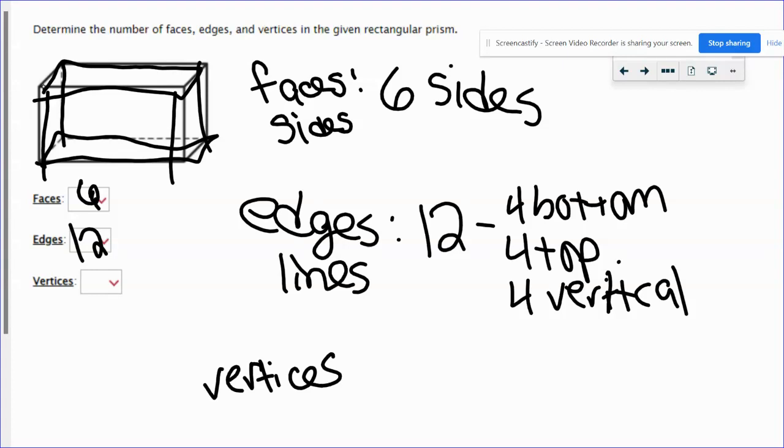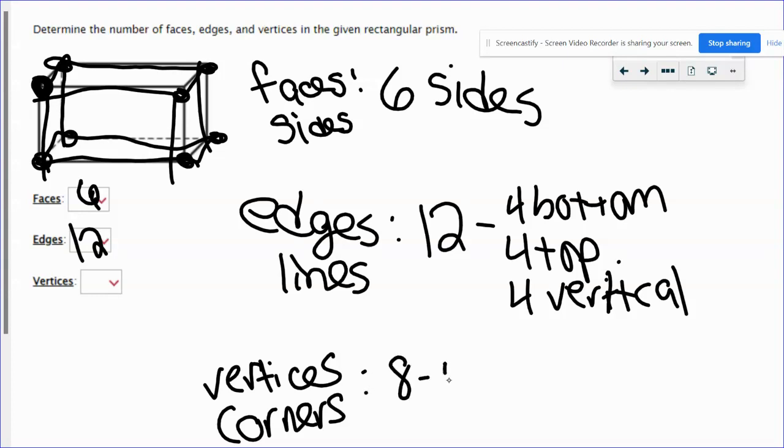All right, I have 1, and vertices again are the corners. 2, 3, 4, 5, 6, 7, 8 vertices because we have 4 on the top and 4 on the bottom. All right, let's keep moving.